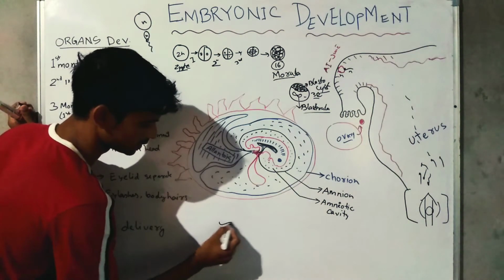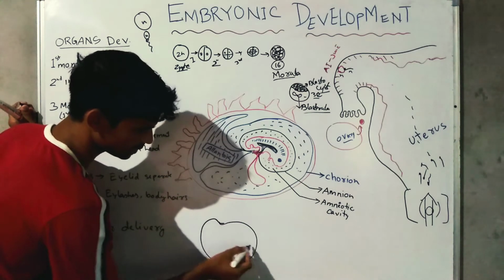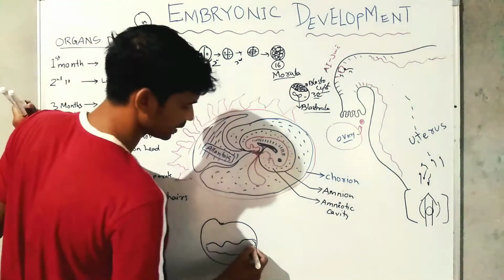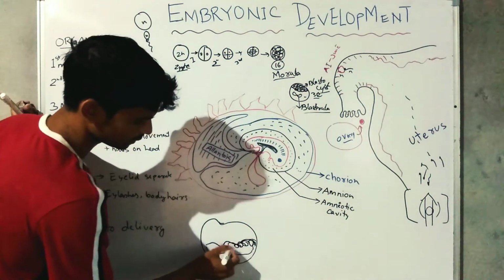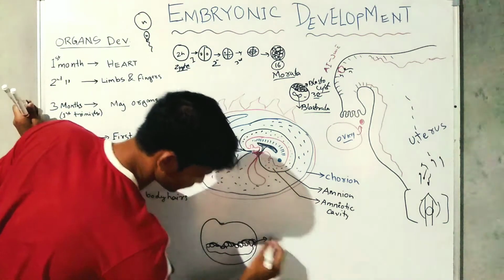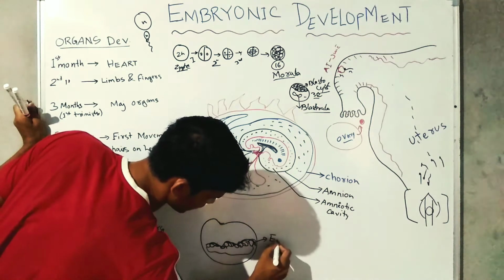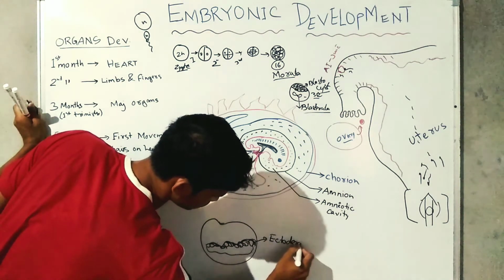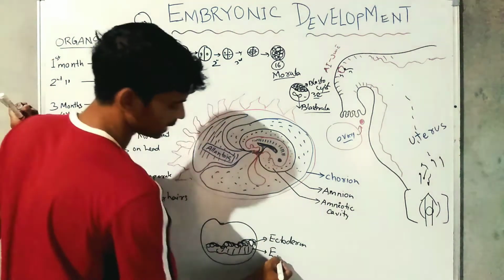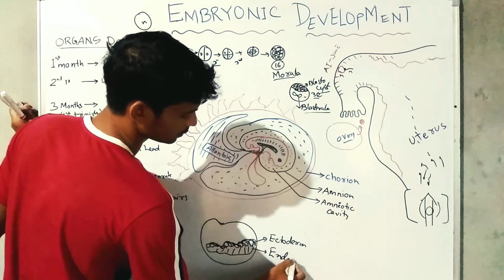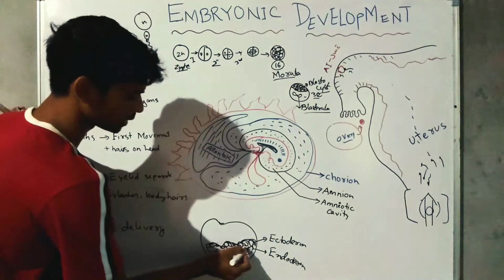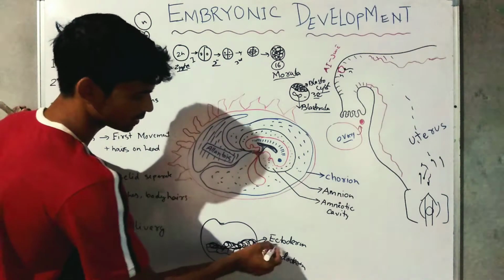After the blastula, there will be the cell mass, and here the cell mass will form 3 layers. First, 2 layers will be formed. This will be called ectoderm, and this will be called endoderm. We all are triploblastic animals. Higher organisms are triploblastic, so we will have 3 layers, and in between, one layer will be formed, and that will be the mesoderm.